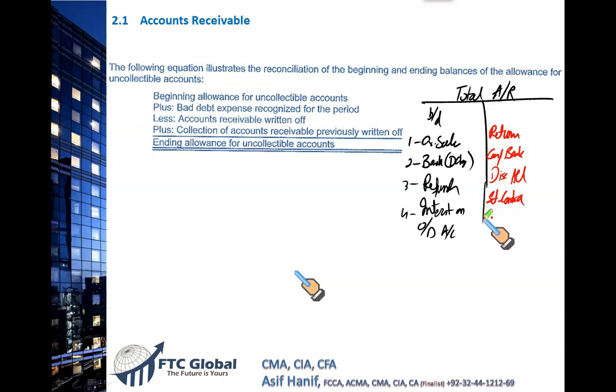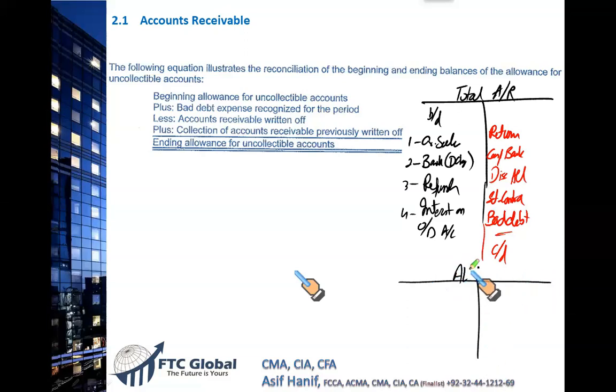Okay. And lastly, the actual bad debt. Mind the word. This is not bad debt expense. This is the actual bad debt. This is a fine difference. And then after all these, you should have your closing balance. Right? Okay. Now, the second format you're going to have is your allowance for uncollectible accounts format.